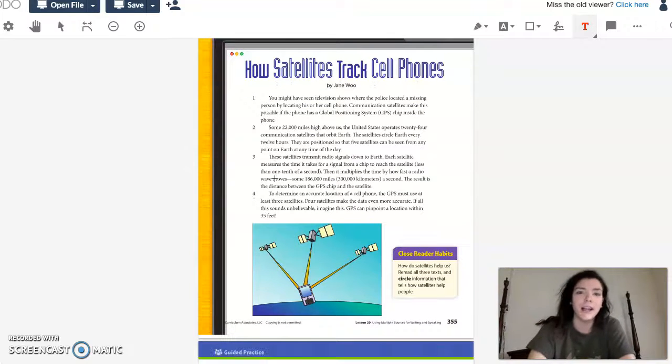All right, last one. How satellites track cell phones. You might have seen the television shows where the police located a missing person by locating his or her cell phone. Communication satellites make this possible if the phone has a global positioning system, GPS, chip inside the phone.